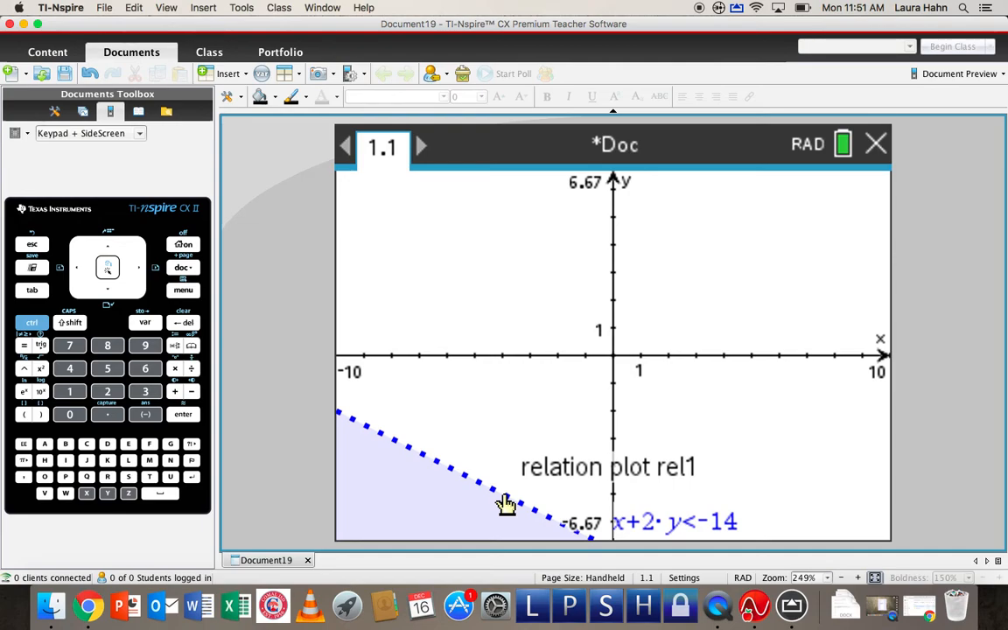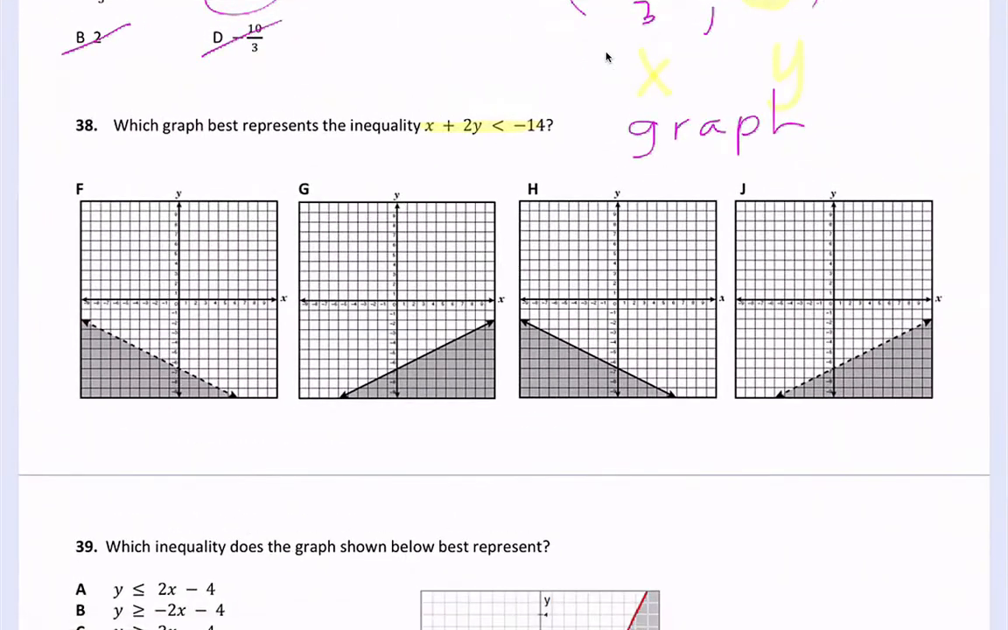So now I want to pick which one on my answer page looks just like this guy right here. So let's go look. That looks like option F. Well, let's think, how did I also know that it should have been a dotted broken line instead of solid? Well, if you look at your symbol, notice your solid or equal sign is missing. No solid line, no solid line.